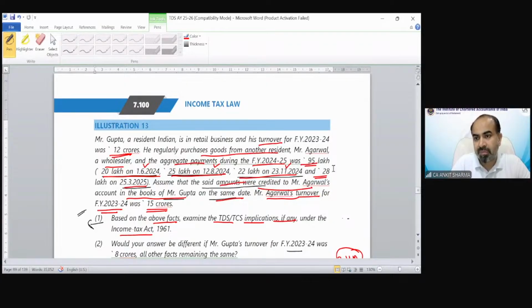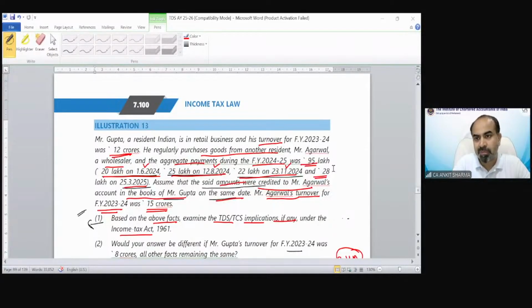Somebody has said we are saying 194Q and 206C1H, both, which will be applicable. That is a different case, but this transaction relates to both sections: 194Q as well as 206C1H, because the transaction falls in both of these two sections. That is a different thing which will prevail. But this transaction has applicability in two cases, 194Q and 206C1H.